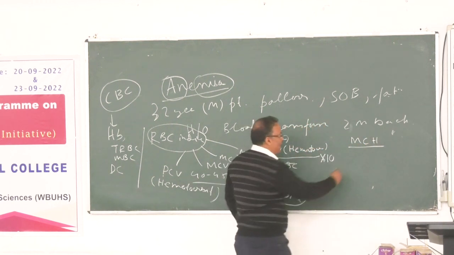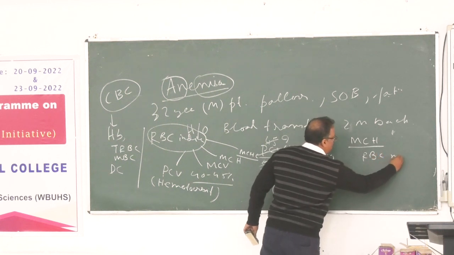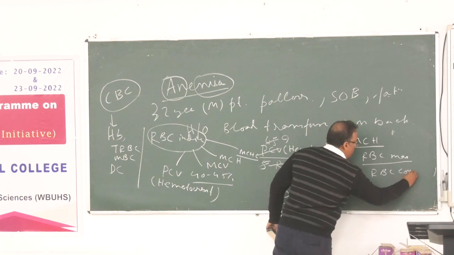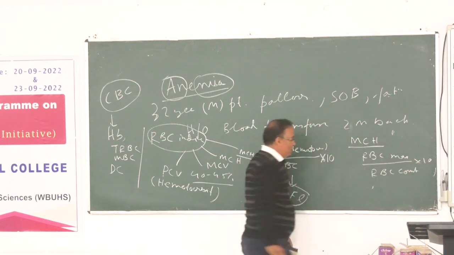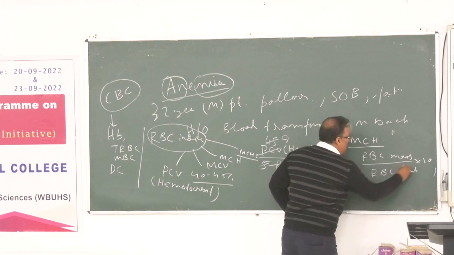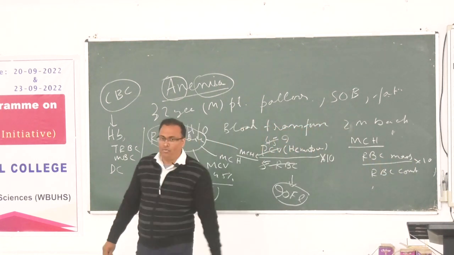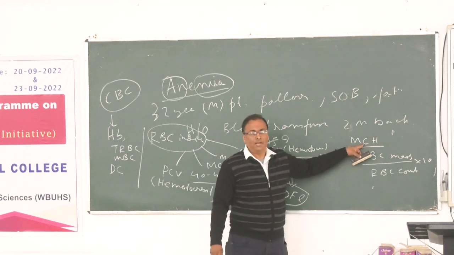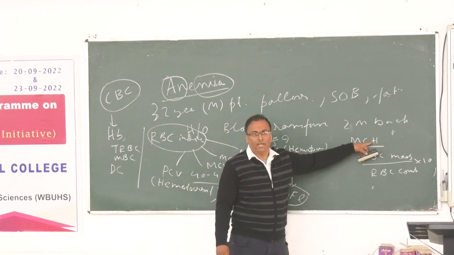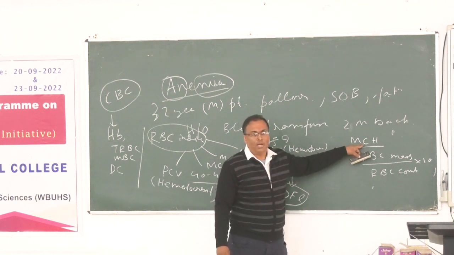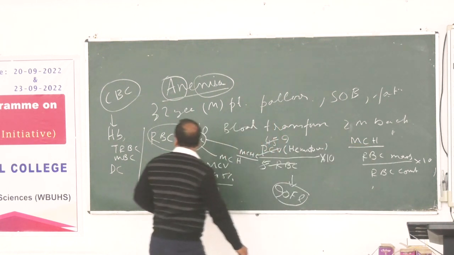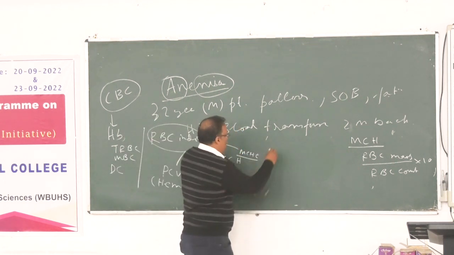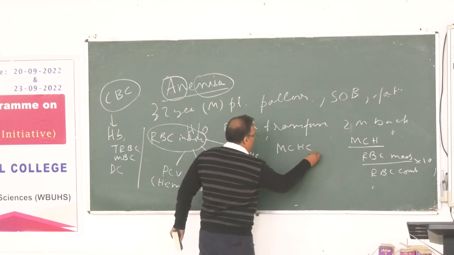the formula is RBC mass divided by RBC count into 10. That is MCH. That means mean corpuscular hemoglobin. Again I am repeating, mean corpuscular hemoglobin. Now what is the meaning of MCHC? So MCHC, what is that?